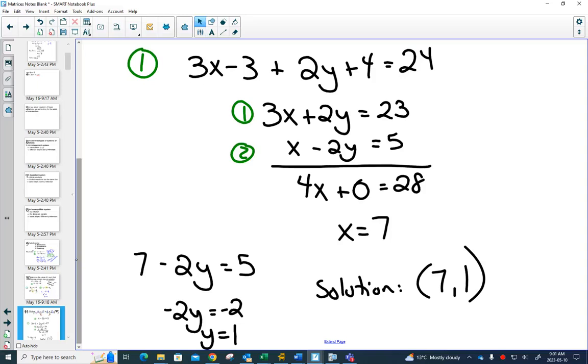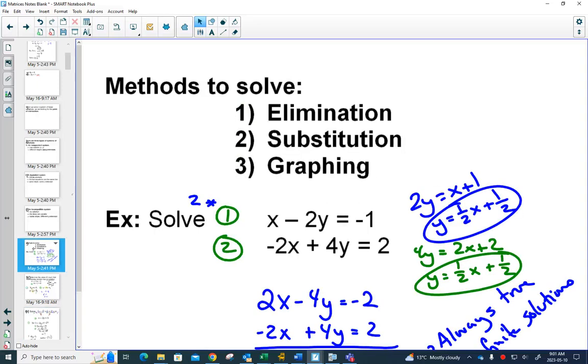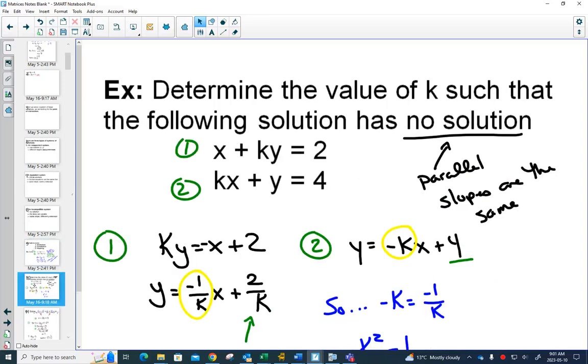Now, before we get to the next one, I just want to show you, because we used elimination and saw what happened when there were infinite solutions. We did have a question with no solution, but it was solving for k, a little bit different.